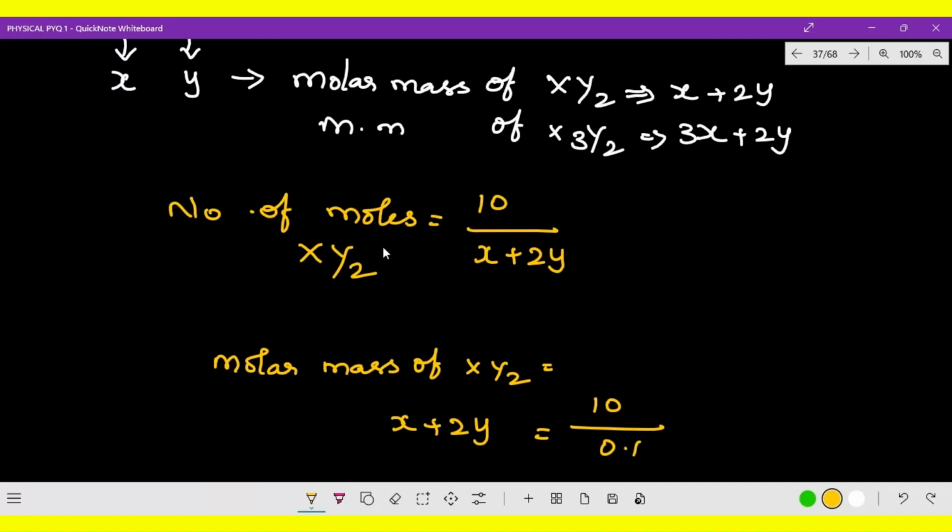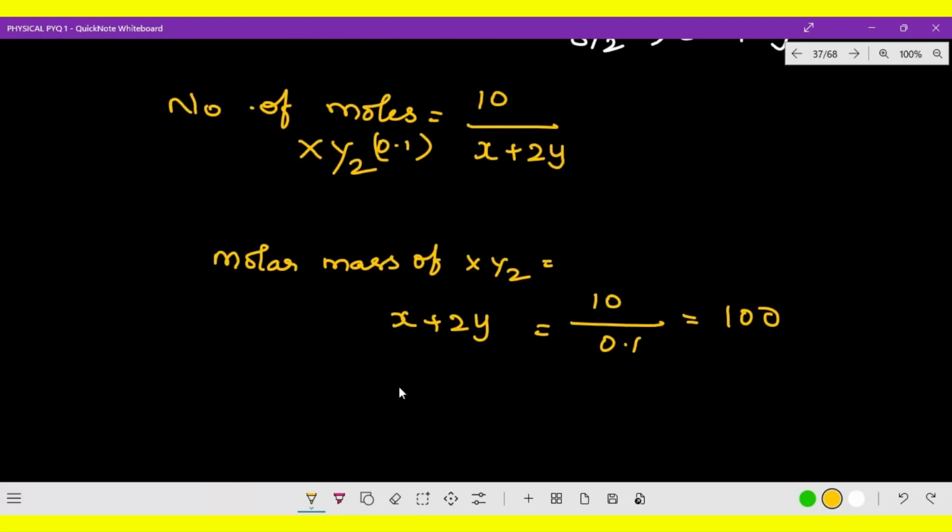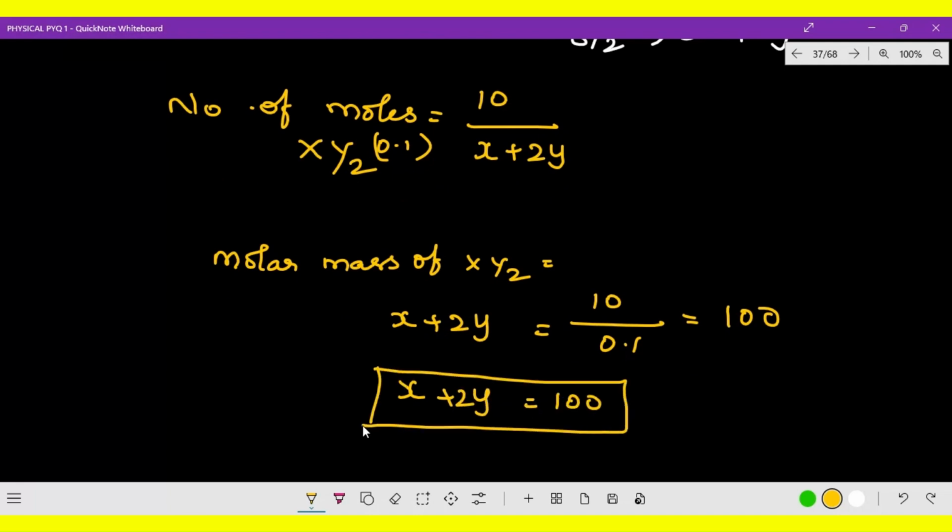Here the number of moles is 0.1 only, right? So this is actually 100. Just make it a whole number by putting 0 0, so automatically you get 100. So x plus 2y equals 100. We can keep this as equation 1, right?